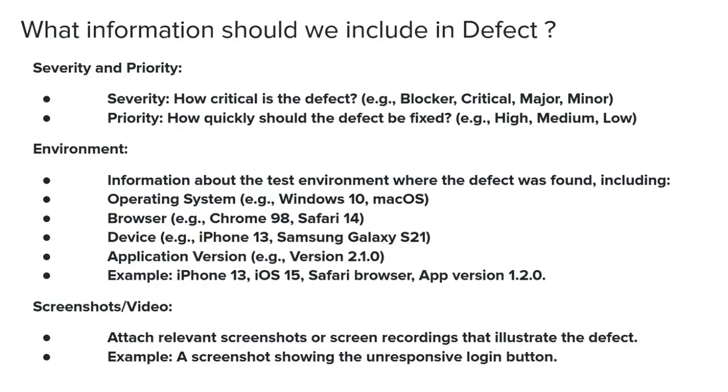Severity and priority. This is again a very important thing. We will understand severity and priority in more detail in a coming session, but just understand that severity means how critical the defect is. As a QA, you should always mention the severity. For example, how critical that issue is for the business. How critical is that defect?